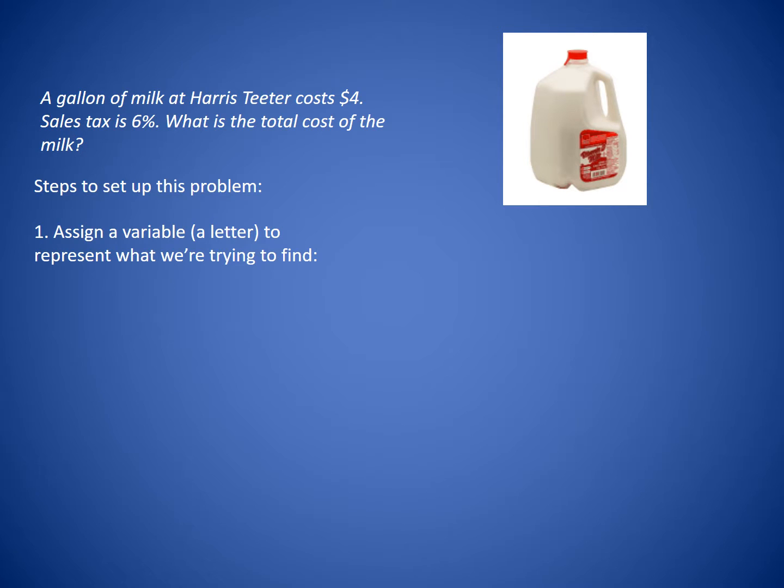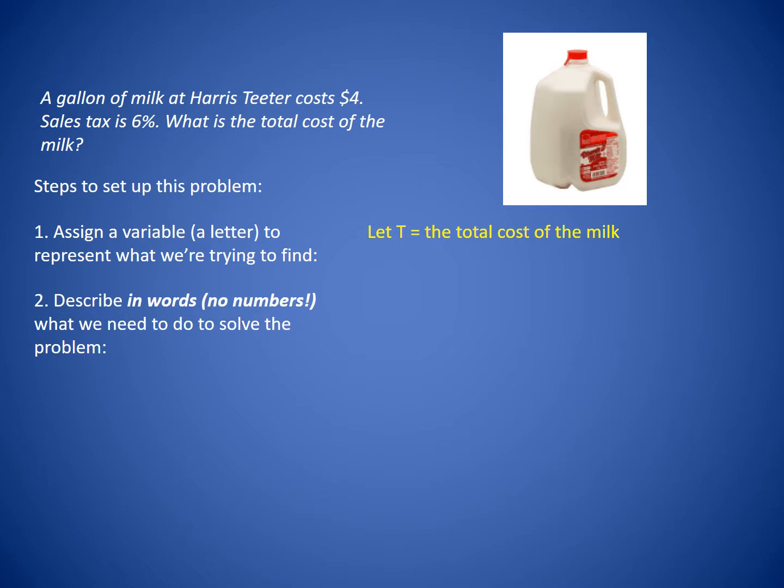The first thing we want to do is assign a variable or a letter to represent what we're trying to find. In this case, the last sentence says, what is the total cost of the milk? So we'll assign a letter to represent that. We're going to let the letter T represent the phrase, the total cost of the milk. The only reason we're doing this is that as we work through the problem, we don't want to keep writing the total cost of the milk, the total cost of the milk. It just gets too messy. So instead of writing that phrase, we're just going to write the letter T. It's just going to make the problem easier to solve. So that's the first step.